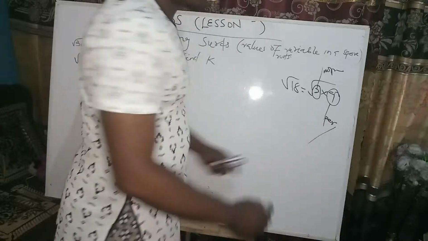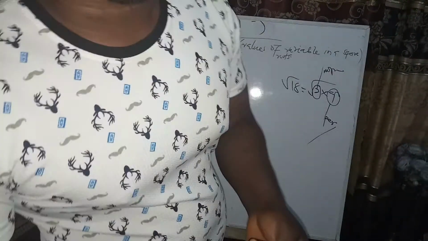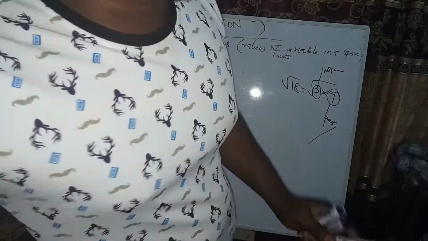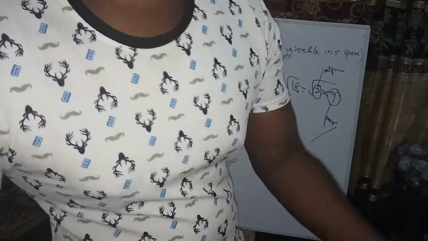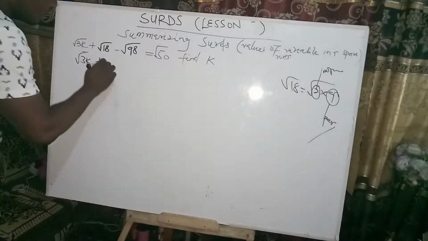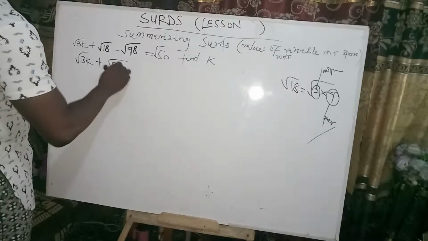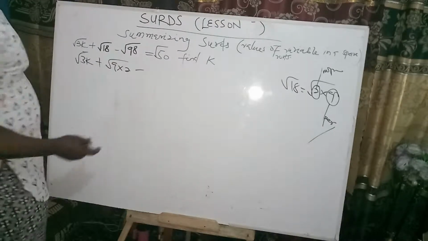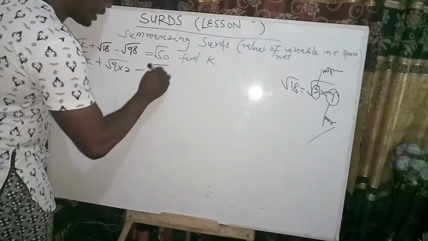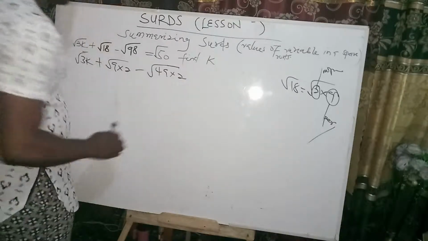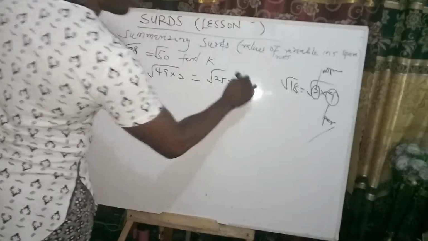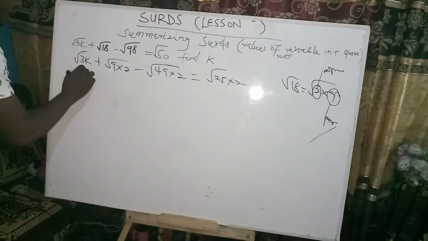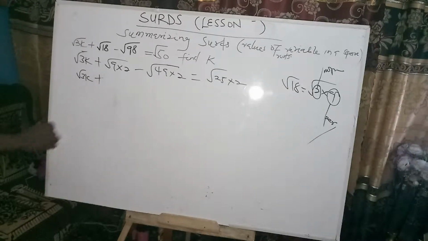When we say perfect square, it means that when the number is kept under the radical sign, it gives us an exact value. But when it's not a perfect square number, when the number is kept under the radical sign, it gives us decimals. So to satisfy this question, root 18 is root of 9 times 2, root 98 is root of 49 times 2, and root 50 is root of 25 times 2.